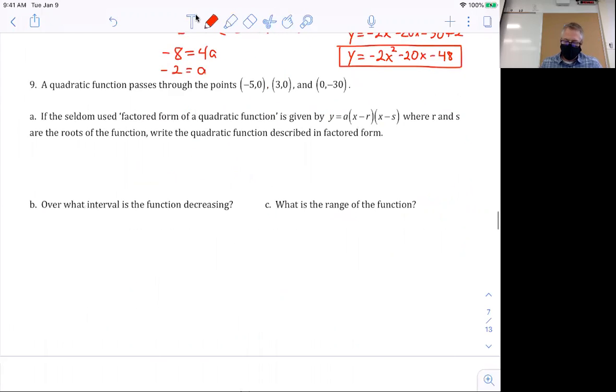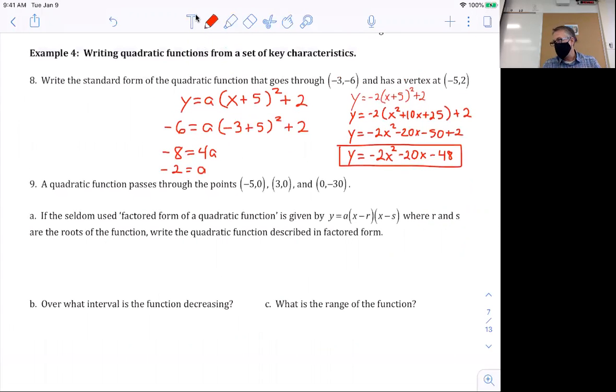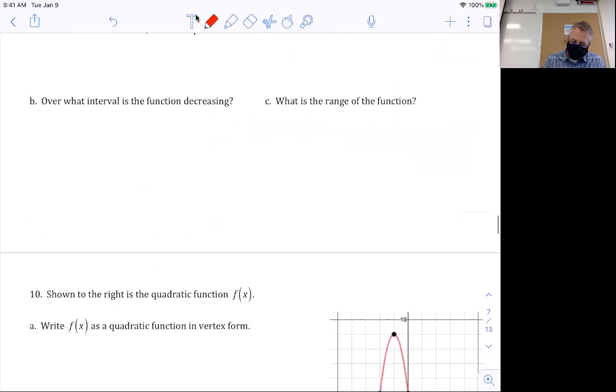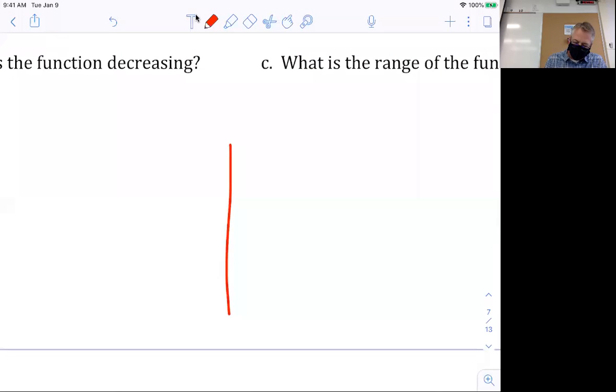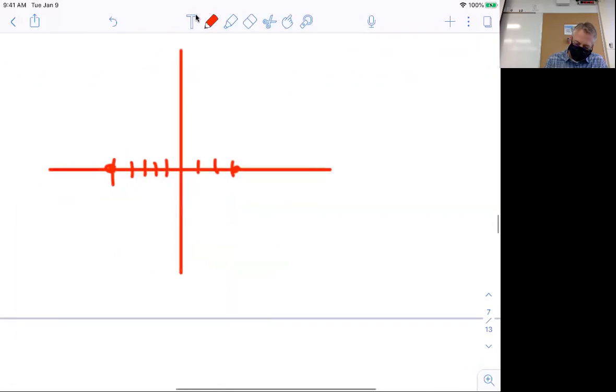All right, let's try the next one, which is similar in the sense that it's quadratics, but it's different because it just gives us different information. So we know that it passes through negative 5, 0 and 3, 0. And 0, negative 30. So I'm just going to draw a quick sketch down here just because it helps me visualize negative 5, 0 and 3, 0 and 0, negative 30 would be way down here.